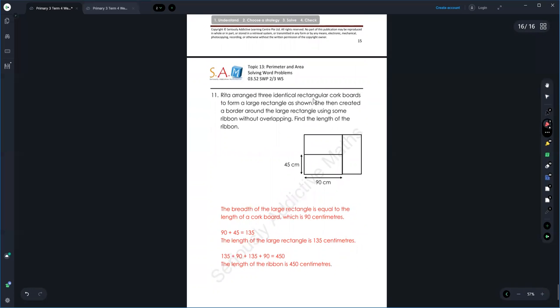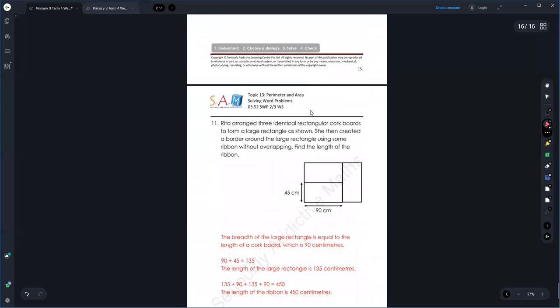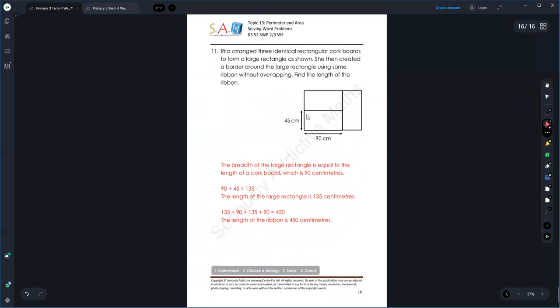These are identical. Instead of doing the question, you might actually ask them the question instead. Rita arranged 3 rectangle boards to form a large rectangle here. She then created a border around it. Find the length of the ribbon. So they're supposed to find the length of the ribbon. Instead of showing them, you might want to question them and see if anyone can answer what they are supposed to find, the length of the ribbon. So that means this side.